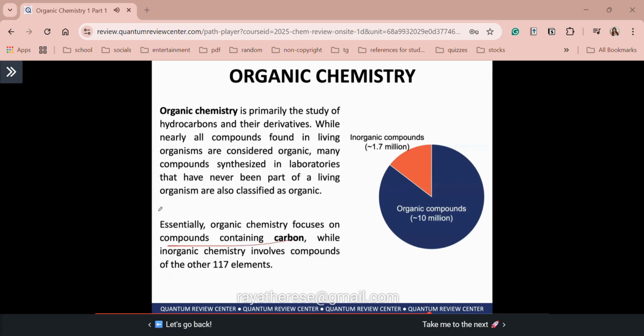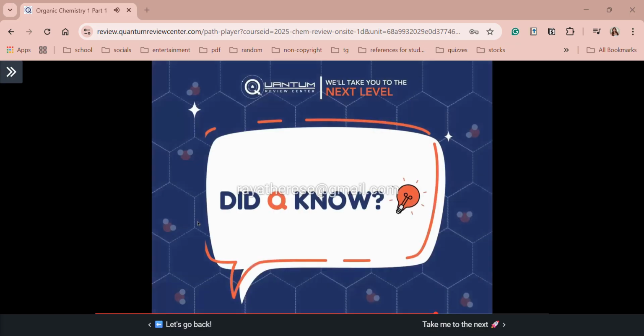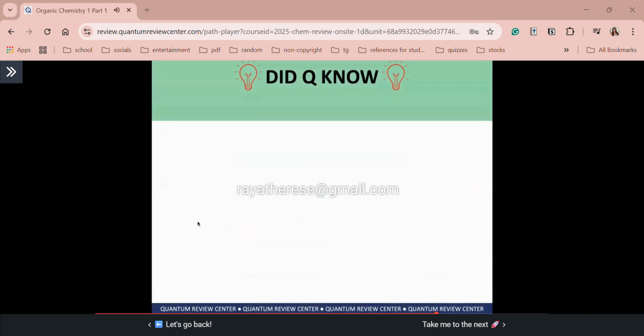The other 117 elements. And remember class, you will frequently see these three main characters in organic chemistry. Again, we have three main character elements here. If you have watched Harry Potter, right? We have here the cast of Harry Potter. Here we have oxygen, carbon, and hydrogen. And remember, they are always part of your organic chemistry discussion. Okay, so class, remember, organic chemistry is simply your carbon chemistry or your carbon-containing compound chemistry. And remember from our discussion in your intro to organic chemistry, carbon runs the chemistry world.